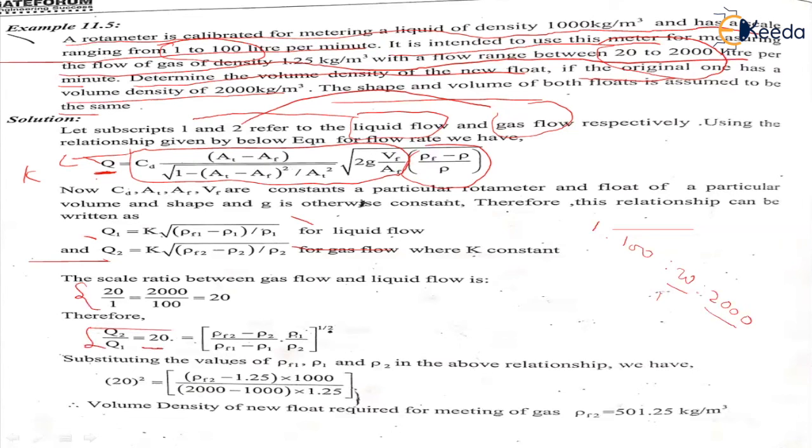Now substitute the values. The density of the float is what you need to calculate. Here rho 2 is 1.25, which is the density of the gas. And rho 1 is 1000, which is the density of the liquid. Subscript 1 means liquid flow. Substituting all these parameters, you are going to get the final value of 501.25 kg per meter cube.